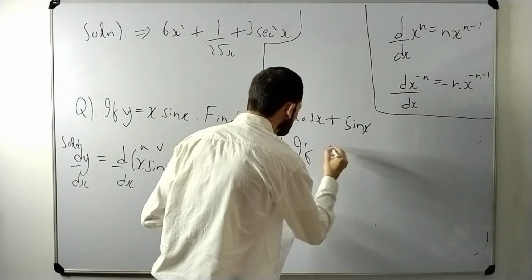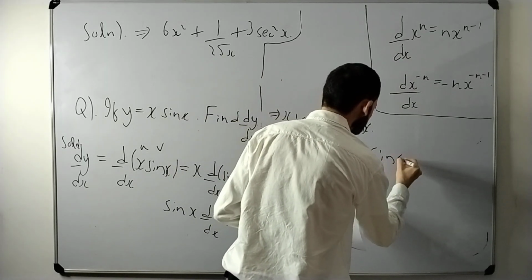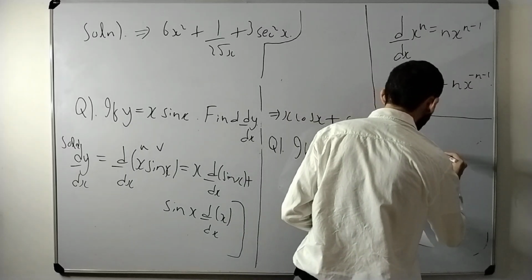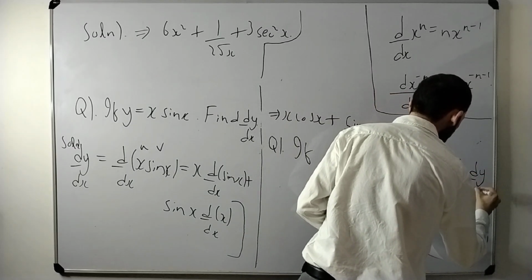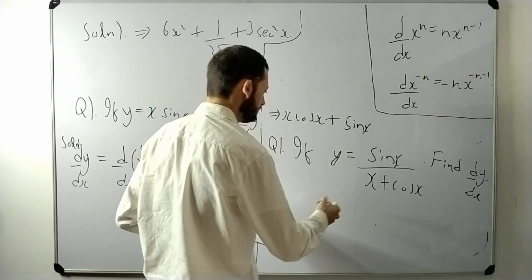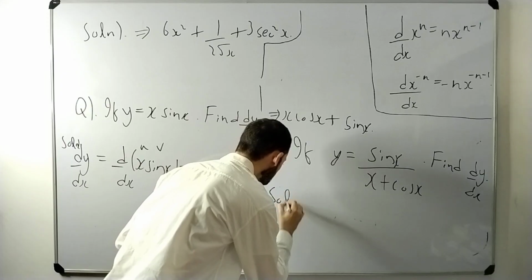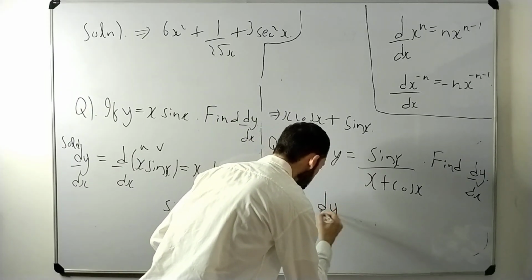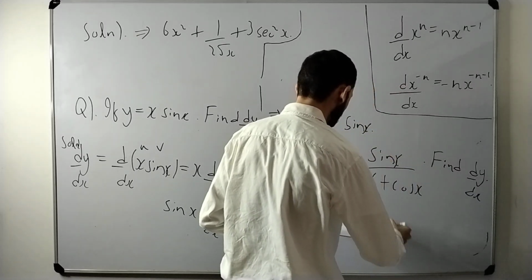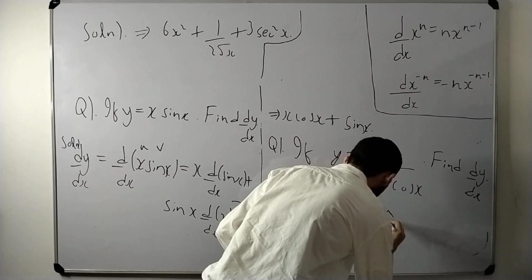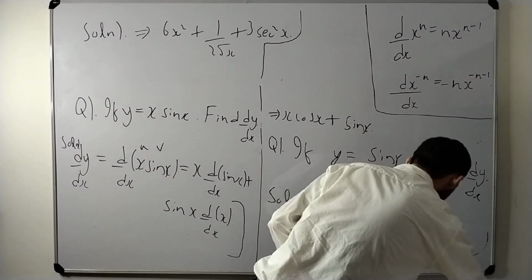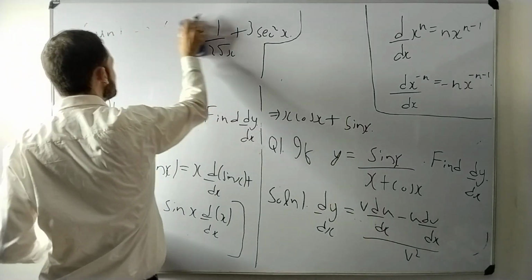Question: if y is sin x upon x plus cos x, find dy by dx. What will you do? Yes, very nice. U by v, very good. Then this gives what? dy by dx is what? U by v formula. What was it? v du by dx, I am writing for you now, minus u dv by dx, upon v square. Now put these values here for yourself.